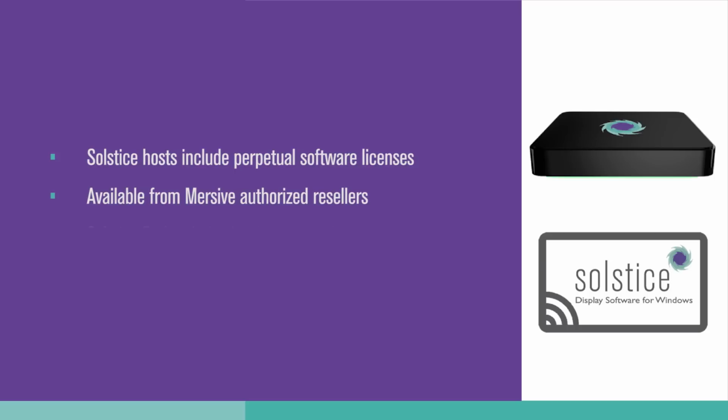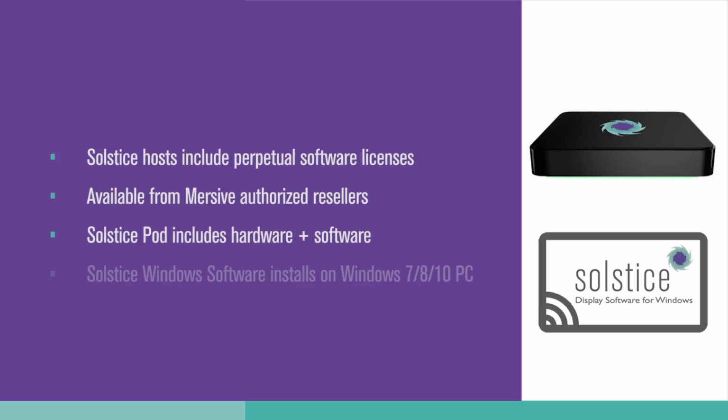The Solstice pod includes integrated hardware and software, while the Solstice Windows software can be installed on a Windows 7, 8, or 10 host PC. Requirements of the host PC include DirectX 11 graphics and an i5 processor or better. In terms of features and functionality, the two platforms are virtually identical, providing users all the same collaboration capabilities.